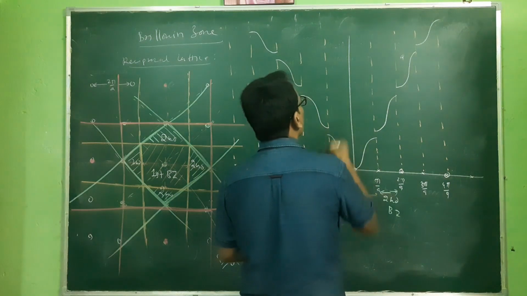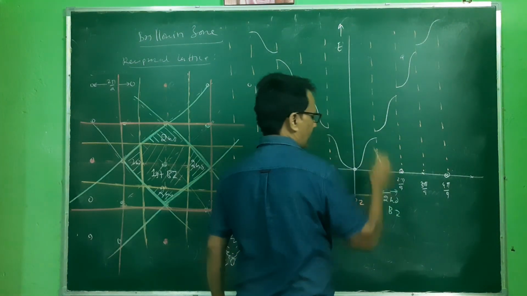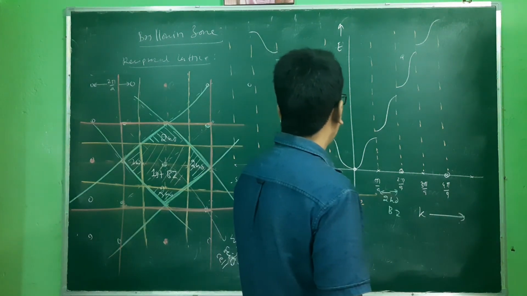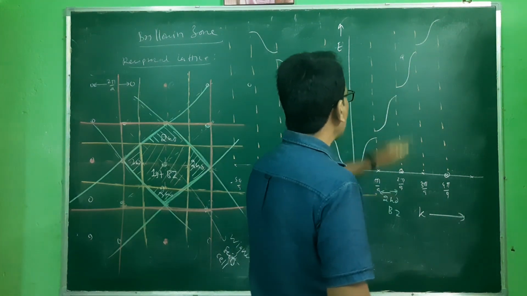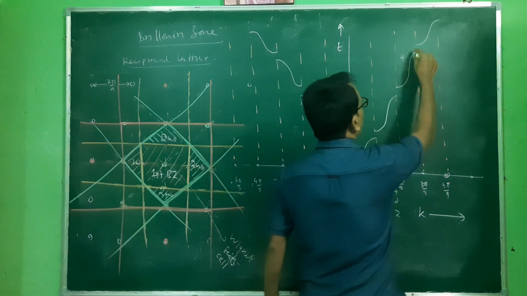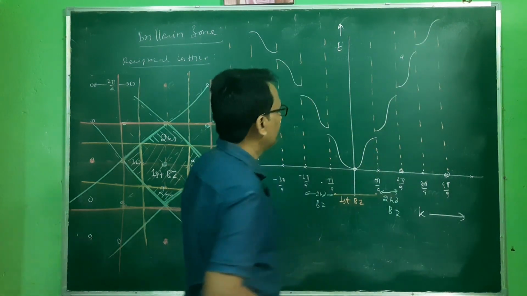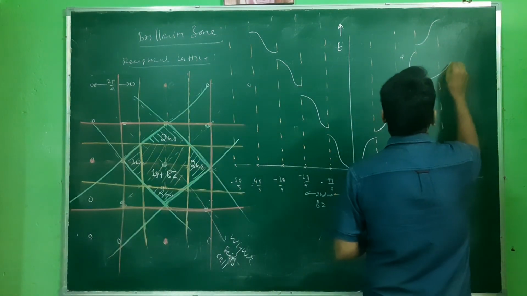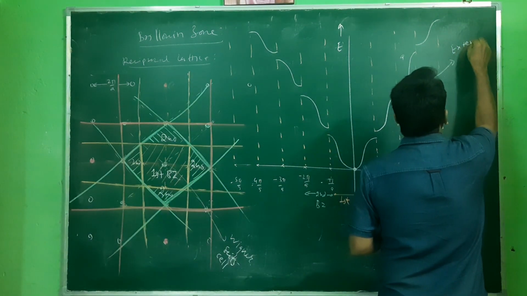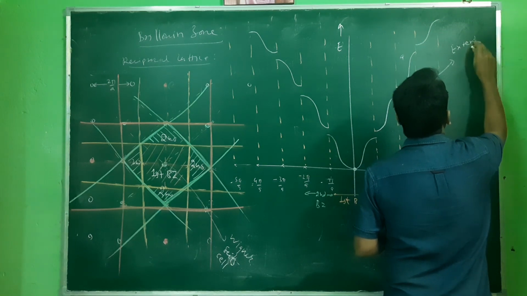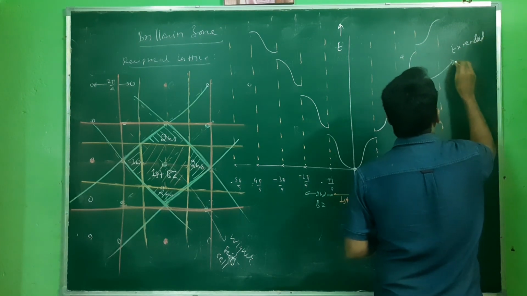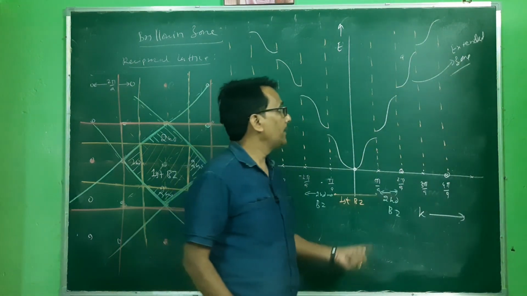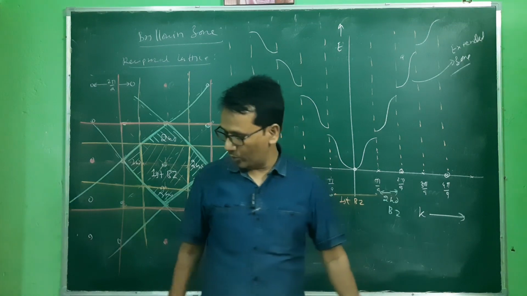Along the x-axis this is energy E, and this is the y-axis, this is K. So this is the E-K diagram, and this type of diagram, where there are different breaks on the Brag's planes, is known as the extended zone scheme.